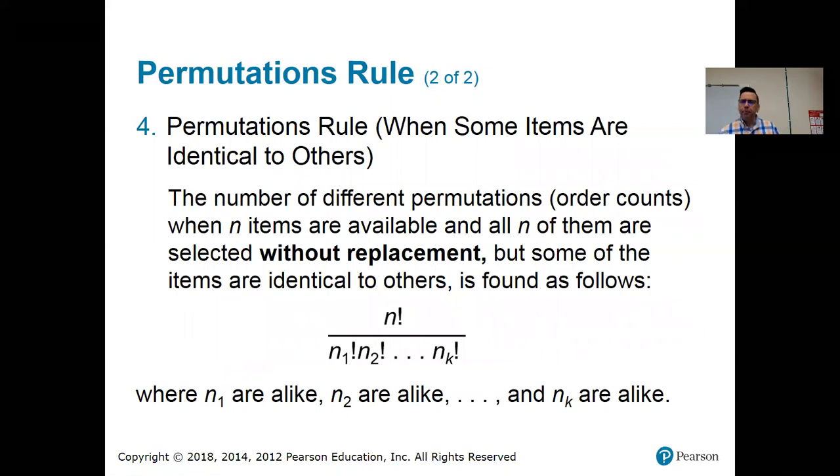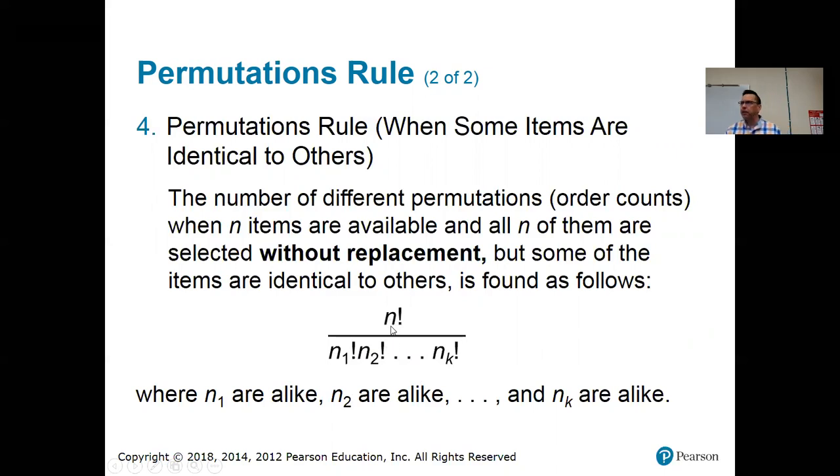So here's the formula. The number of different permutations, again, order matters, when n items are available and all n of them are selected without replacement, but some of the items are identical to others. The way that you find that number of different arrangements is you start with n factorial, but then you divide by these numbers that represent how many of them are alike. So n1 of these things are alike, and then another n2 are alike, et cetera, et cetera, et cetera. So in my problem that I just showed you, n is 9.